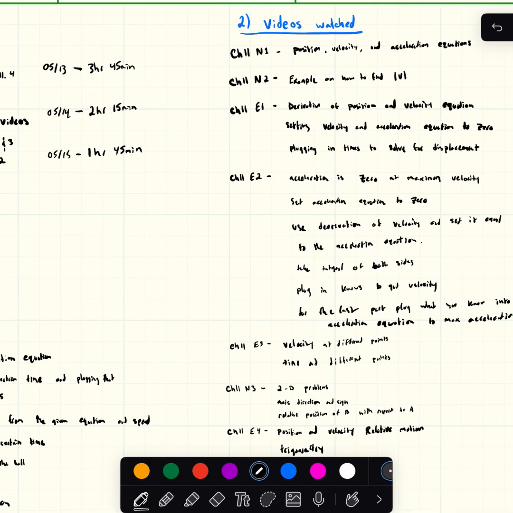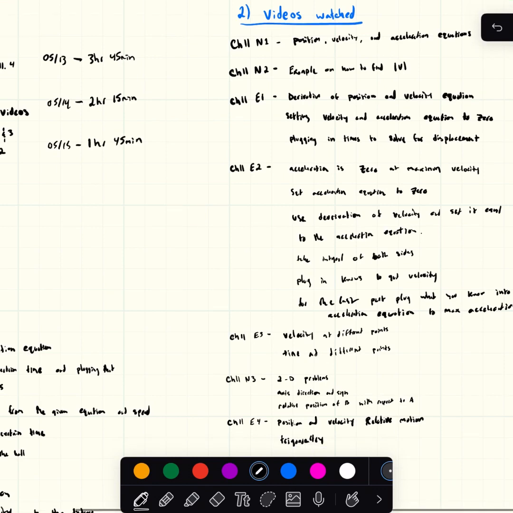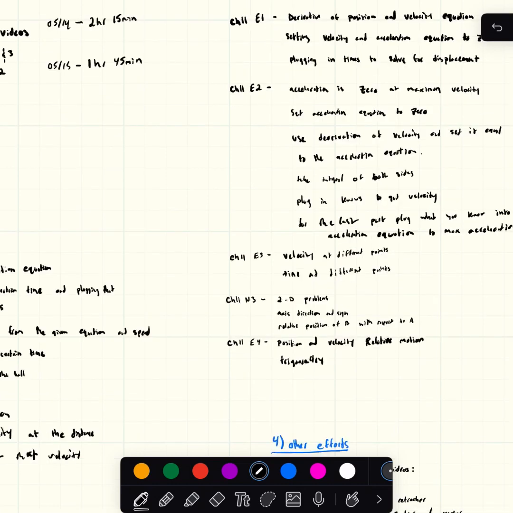for note one, it was like position, velocity, acceleration equations. Note two, example on how to find v. And then example one, example two, was like trying to use those equations to manipulate them enough to be able to use them for whatever you're given. Example three, you had to find the velocity at different points and the time at different points.